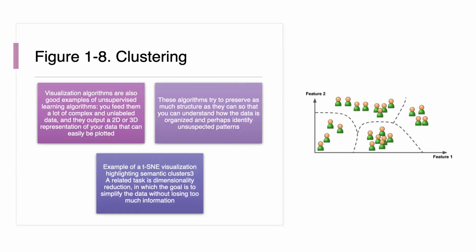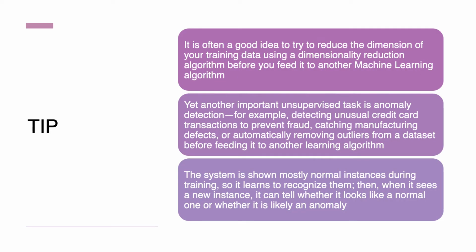It is often a good idea to try to reduce the dimension of your training data using a dimensionality reduction algorithm before you feed it to another machine learning algorithm, such as a supervised learning algorithm. It will run much faster, the data will take up less disk and memory space, and in some cases it may also perform better.